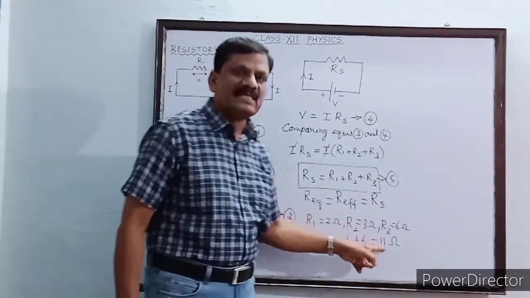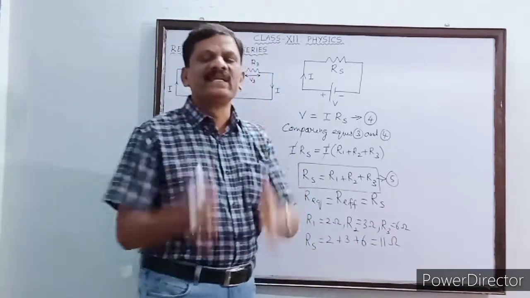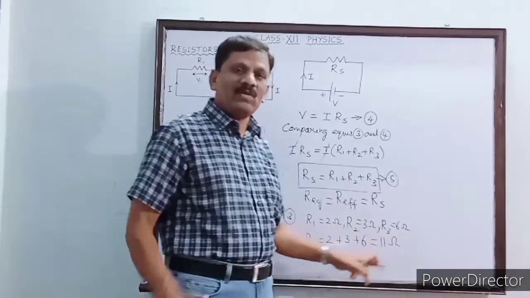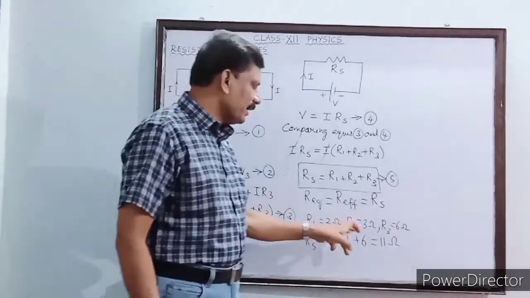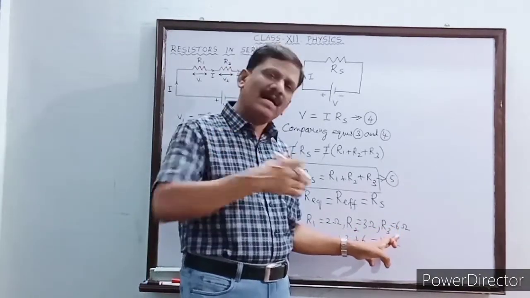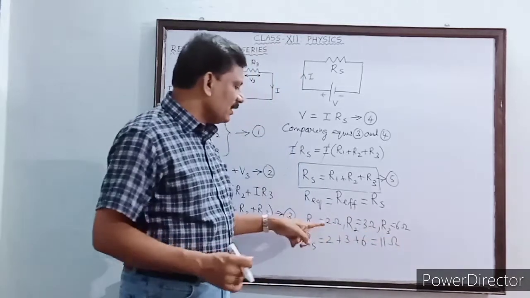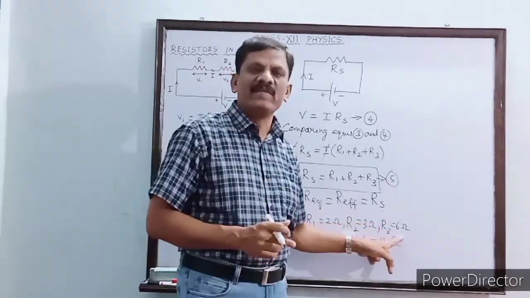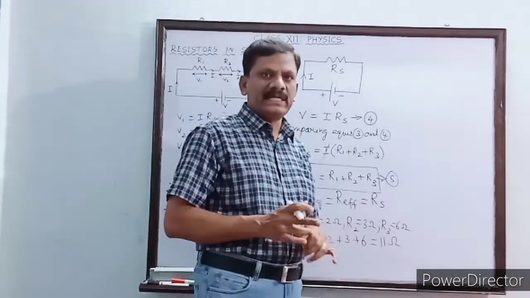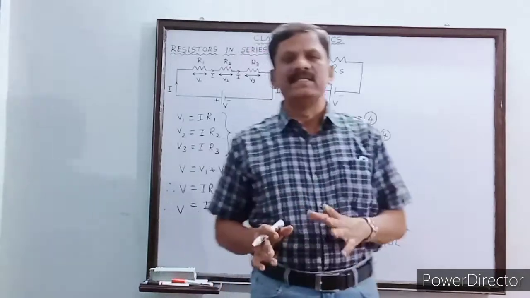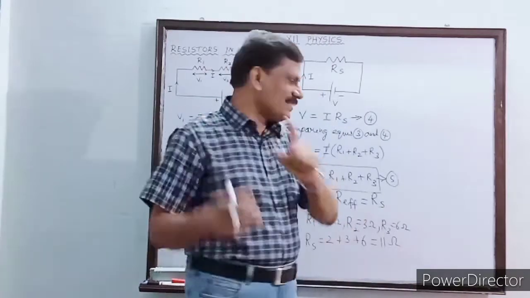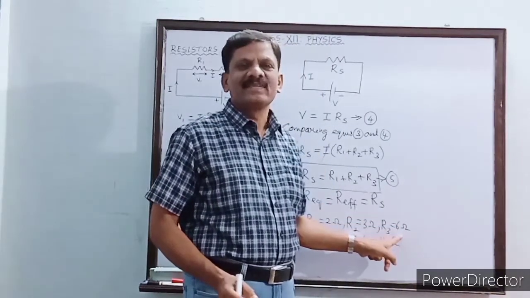So what is the equivalent resistance? It is 11 ohm. What are the given 3 resistors? 2 ohm, 3 ohm and 6 ohm. So 11 ohm is naturally greater than 2 ohm, greater than 3 ohm and also greater than 6 ohm. It is greater than all the 3 resistors. In the given 3 resistors, the greatest value is 6 ohm, but the equivalent resistance is 11 ohm. So what do we infer here? When the resistors are connected in series, the value of the equivalent resistance will be greater than the greatest of the given combination. Understand?